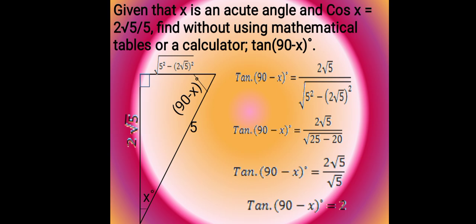Given that x is an acute angle and cos x is equal to 2 multiplied by the square root of 5 all over 5, find, without using mathematical tables or a calculator, tan(90 minus x). Now we know cos x.